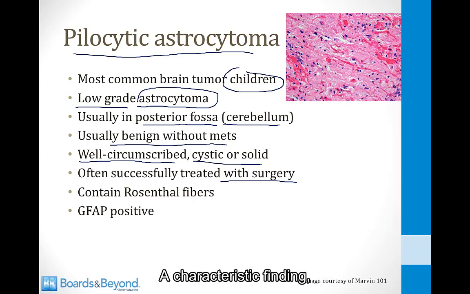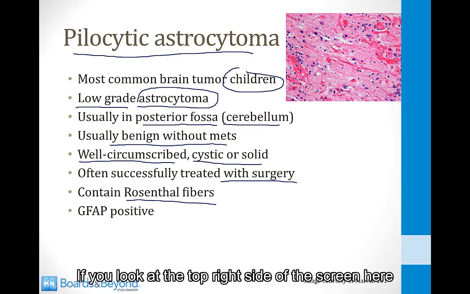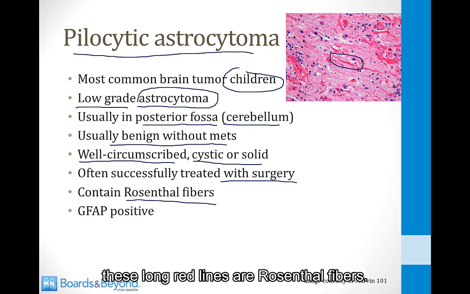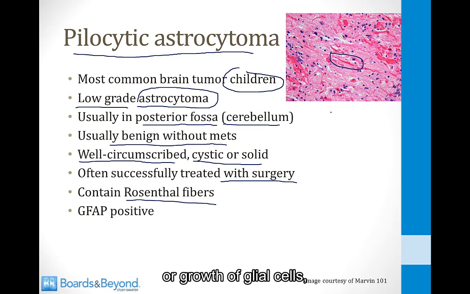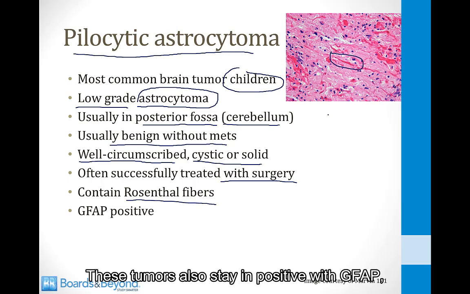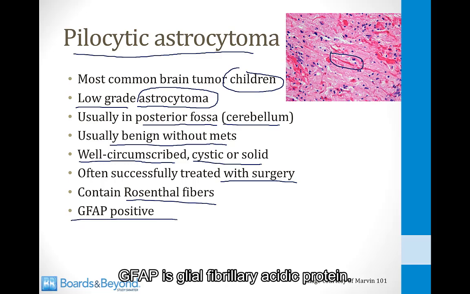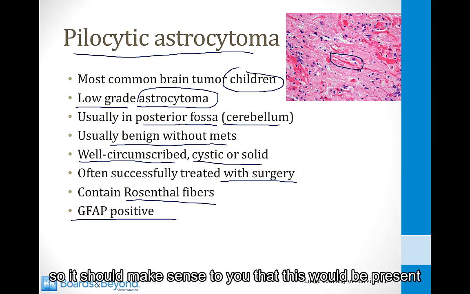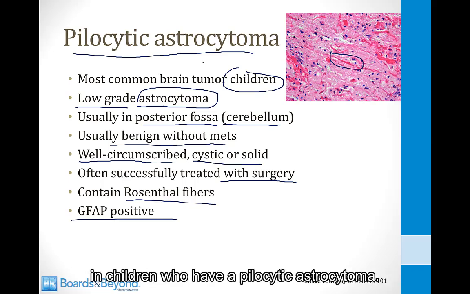A characteristic finding when you look at these under the microscope is the presence of Rosenthal fibers. If you look at the top right side of the screen here, these long red lines are Rosenthal fibers. These are seen anytime there is gliosis or growth of glial cells, and they can be seen in pilocytic astrocytomas. These tumors also stain positive with GFAP. GFAP is glial fibrillary acidic protein. It's expressed among astrocytes, so it should make sense to you that this would be present in children who have a pilocytic astrocytoma.